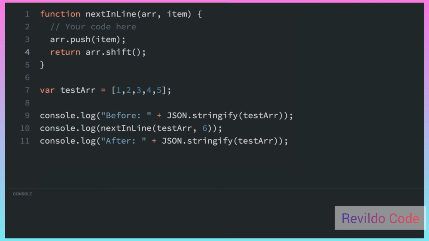So let's check this out. Okay, you can see before 1, 2, 3, 4, 5. Then we've popped off the 1, and after it's 2, 3, 4, 5, 6. We did it.